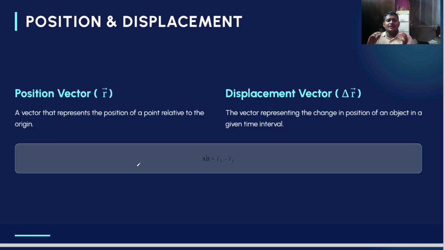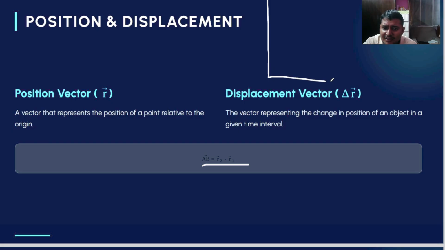Now defining the position and displacement vector. A vector that represents the position of a point relative to the origin is called a position vector. And a displacement vector is a vector that represents the change of position of an object in a given time interval. Meaning if a position vector is changing its position in a given time interval, it is also classified as a displacement vector and it is denoted as del r vector. So AB equals r2 minus r1, where r2 and r1 are the respective position vectors.